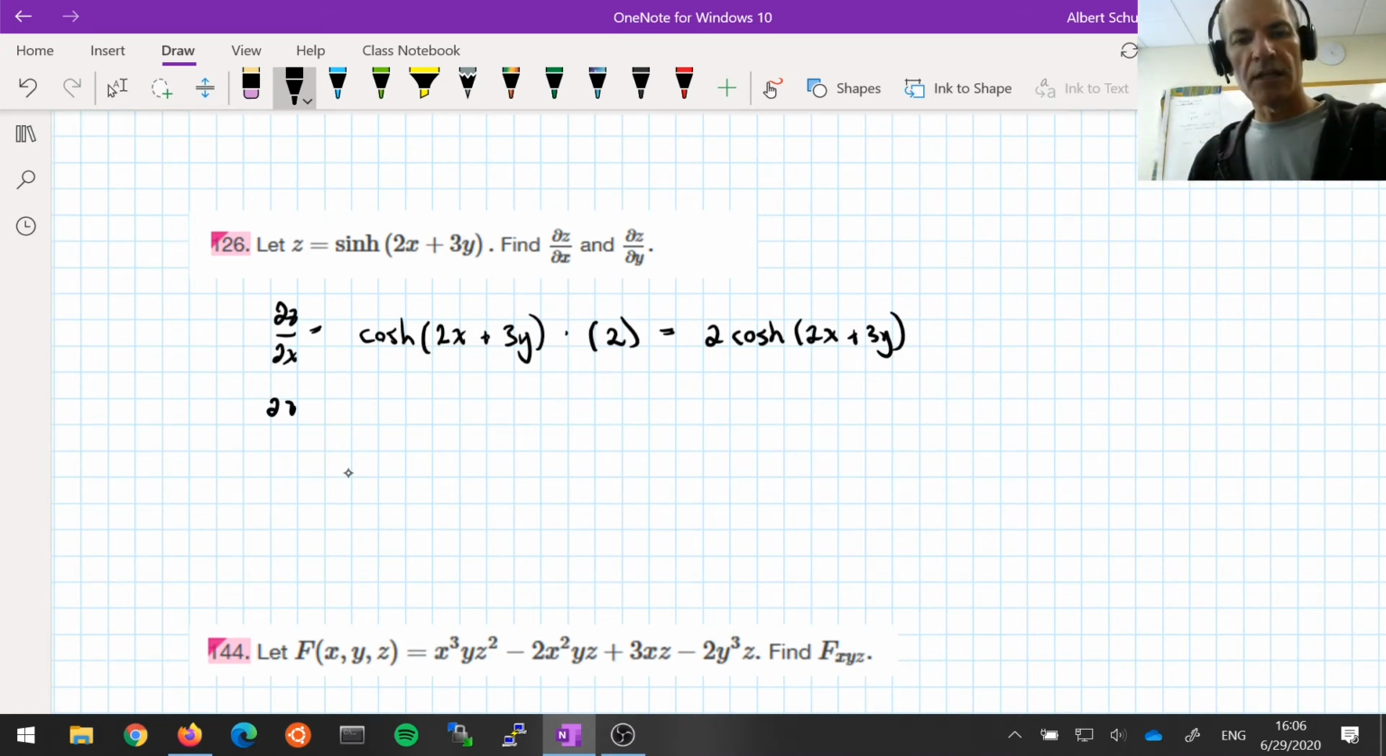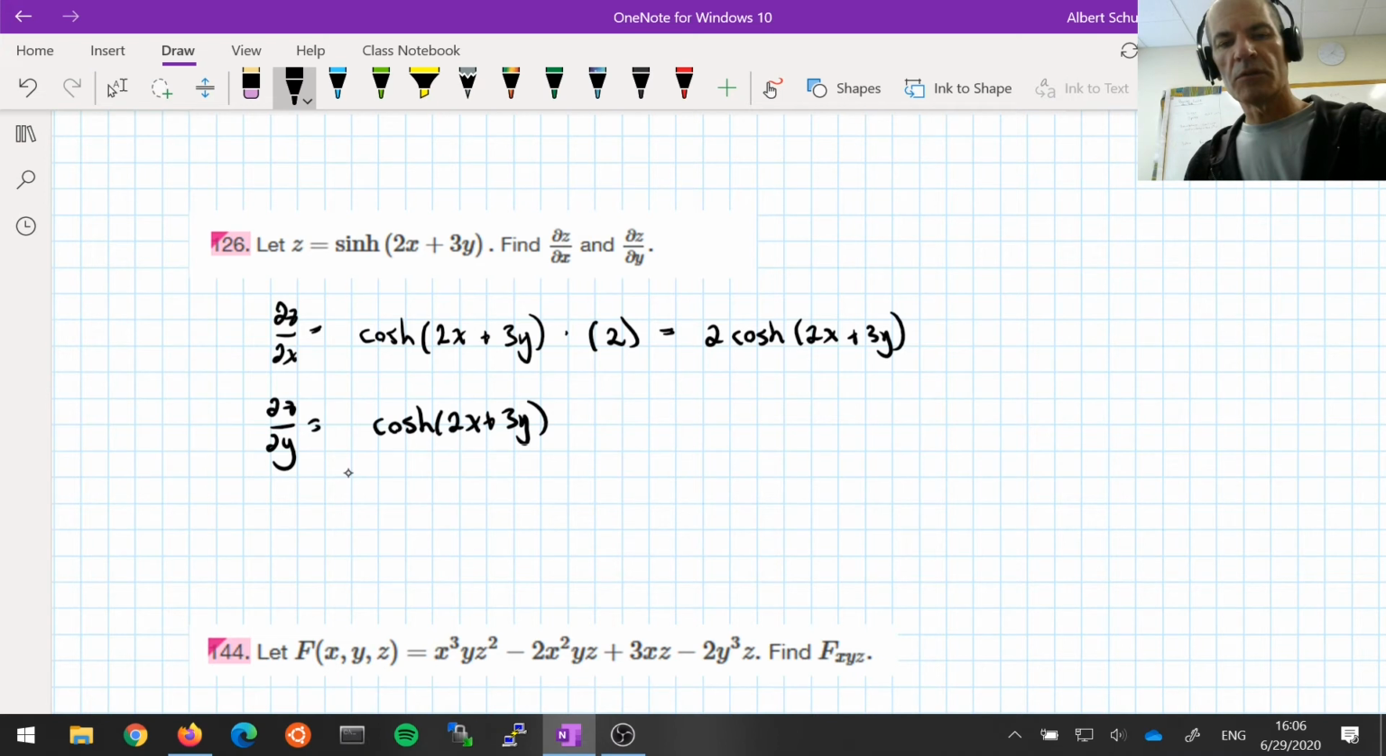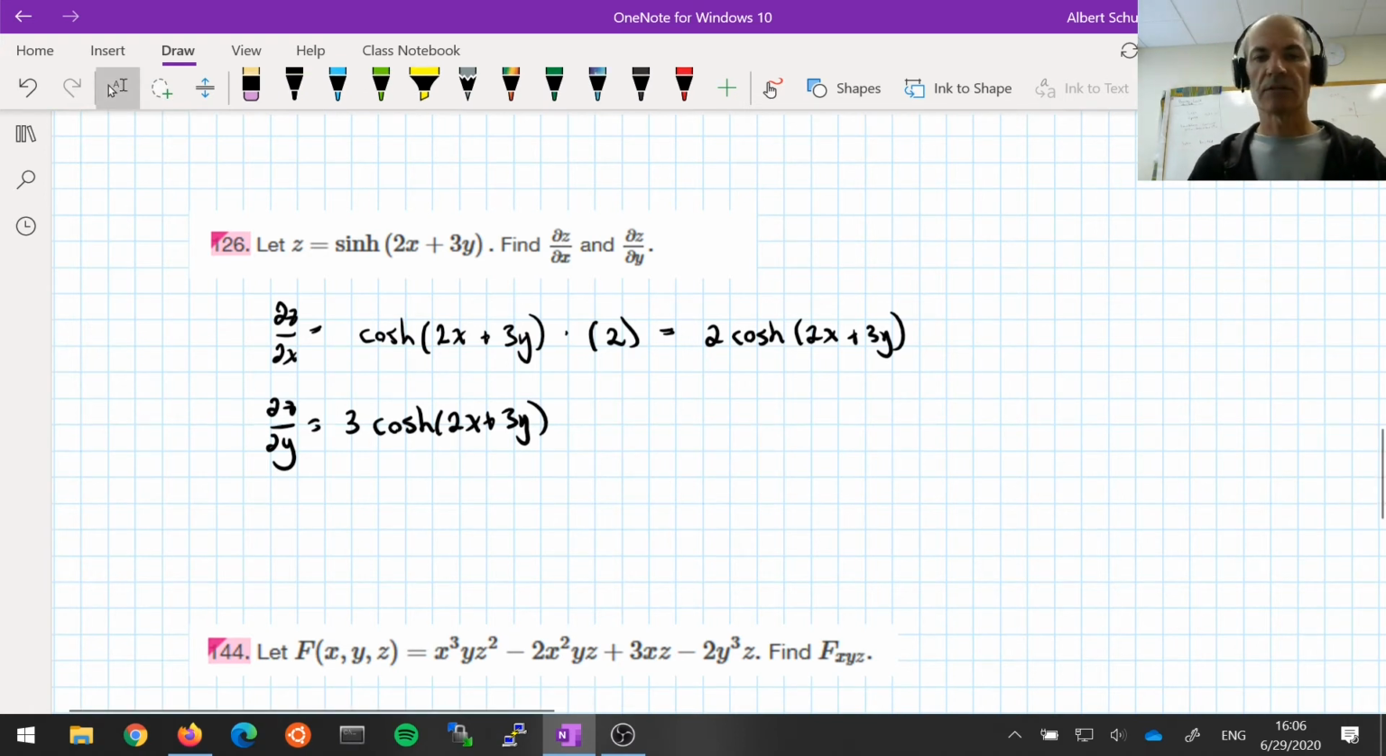The partial of z with respect to y, I'll let you work it out, but it's going to be 3 times the hyperbolic cosine of 2x plus 3y. The only difference is when you take the partial derivative of what's inside, invoking the chain rule, you get a 3 because we're differentiating with respect to y instead of x. Make sense? All right. So those are the first partial derivatives. You might practice this by doing second partial derivatives.